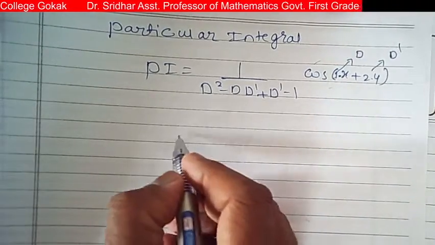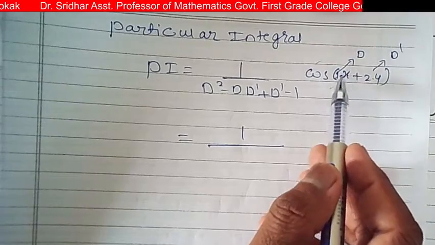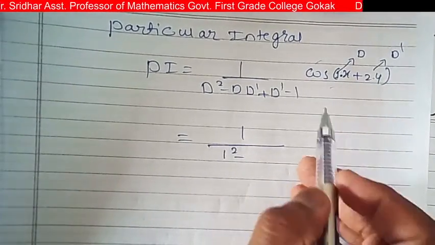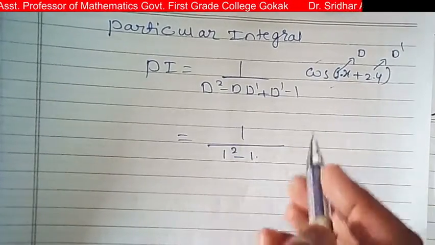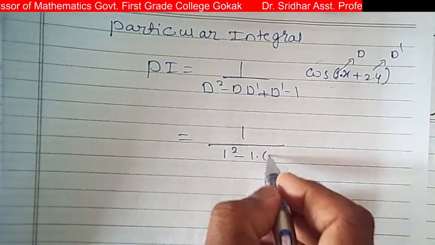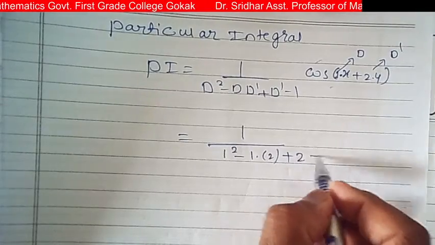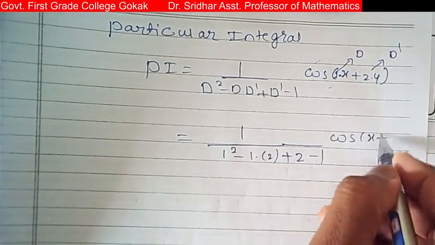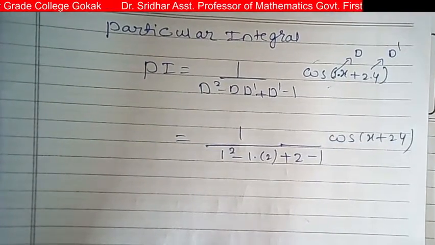Which implies 1 divided by d means that is 1, so 1 square minus again d into d dash, so d means 1, then d dash means it is 2, so 2, then plus again d dash, it is 2 minus 1, then write this cos x plus 2y as it is.